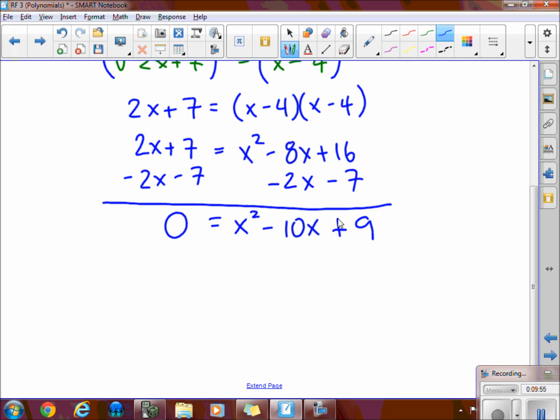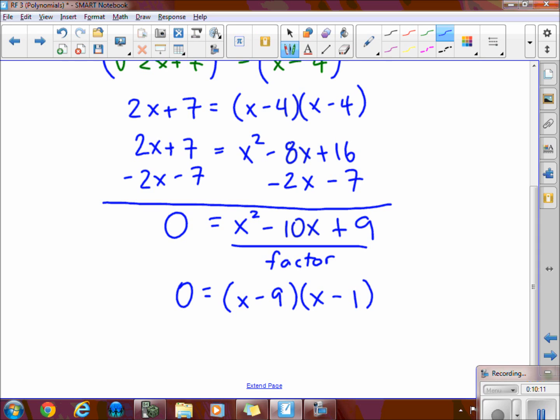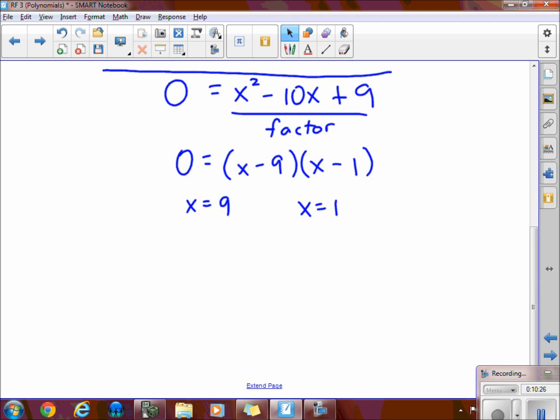Now, from our quadratic unit in grade 11, we should be able to remember that to solve this, we want to factor this trinomial. And when we factor it, we set the factors equal to 0 and solve for x. So x squared minus 10x plus 9 factors to x minus 9 and x minus 1, which leads us to the solutions of x equals 9 and x equals 1. Now these are possible solutions, so we want to make sure that we verify that these are not extraneous. They both could be answers. One might only be an answer, or there could be no solution to this problem.